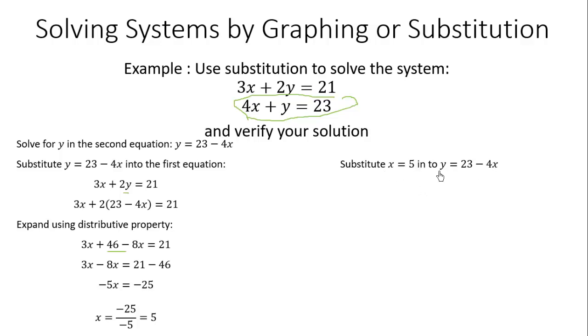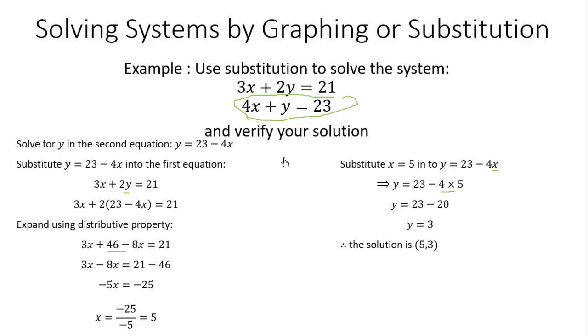So what do we do now? Wherever we see x, we replace it with 5. And that will give us y is equal to 23 minus 4 times 5. 4 times 5 will give us 20. Hence, 23 minus 20 is equal to 3. Therefore, our solution is (5, 3).